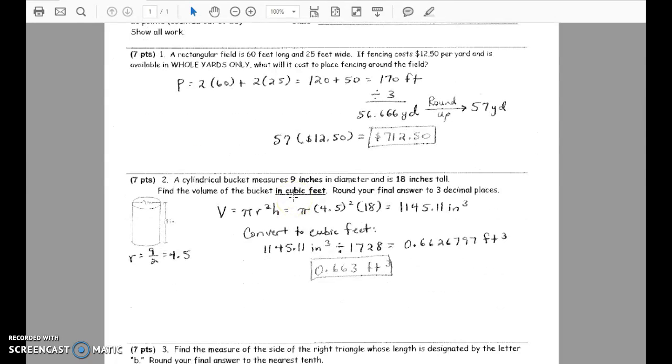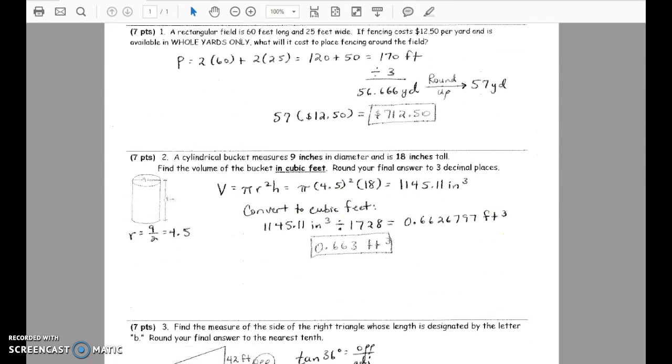For problem number 2, the volume of a cylinder, we need the radius. The diameter is marked as 9 inches, so we need to divide by 2, which gives us a radius of 4.5. Many of you tried to divide 9 by 2 but got an answer of 3. But it should be 4.5.